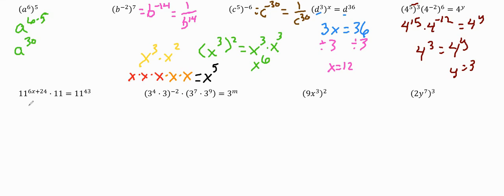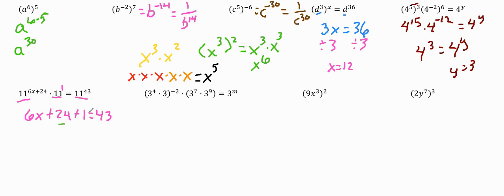This bottom left one looks a little bit tricky. But remember that if you don't see a number there, the exponent is really a 1. And everything here has a base of 11. So when we go to multiply, we just add the exponents. So 6x plus 24 plus 1 will equal 43. And once we realize that, it's a pretty easy 2 or 3-step equation.